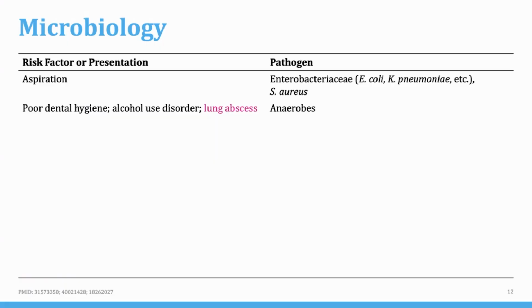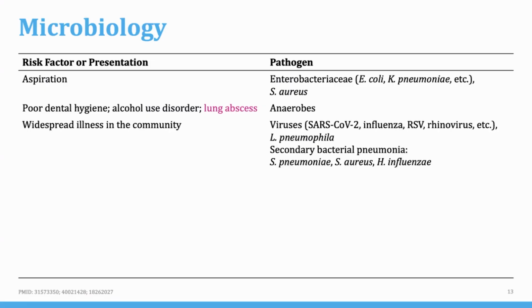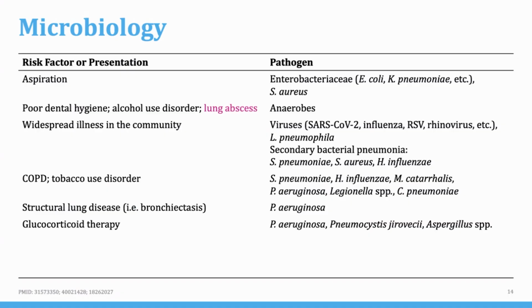While you could also worry about poor dental hygiene and alcohol use disorder associated with anaerobic infections, you really need to worry about dedicating coverage for anaerobes if there's the presence of a lung abscess, as well as Legionella infection. And with viruses, you want to keep in mind the risk of secondary bacterial pneumonia, particularly from Streptococcus pneumoniae, Staphylococcus aureus, and Haemophilus influenzae.